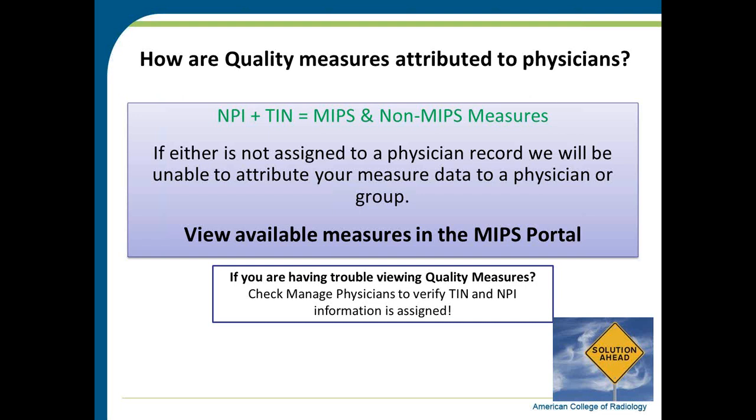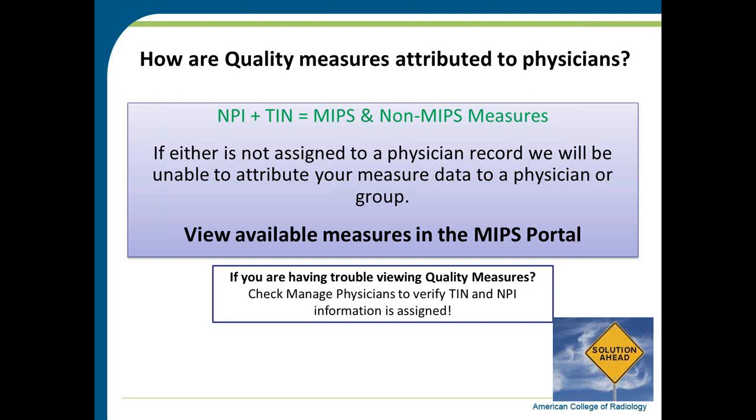But be mindful that how we attribute your quality measures is based on the doctor's NPI number. Obviously, that's how we identify your provider. And then the tax ID number, that's what you use for Medicare billing. So these two numbers are very, very important. If either are not assigned to a physician record in our system, we will be unable to attribute your measure data to a physician or your group. So we're asking that you monitor your performance, and you can view all available measures in the MIPS portal.